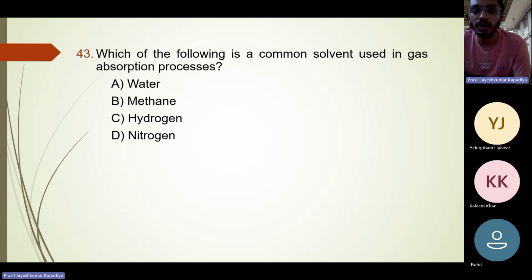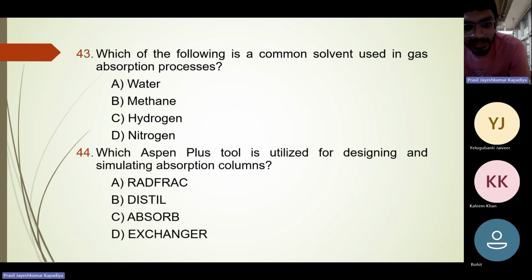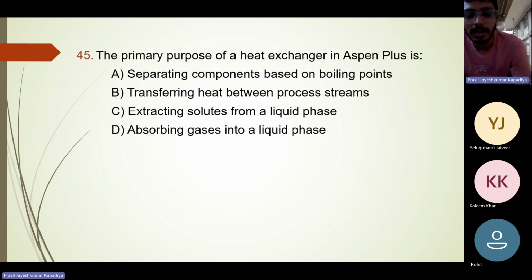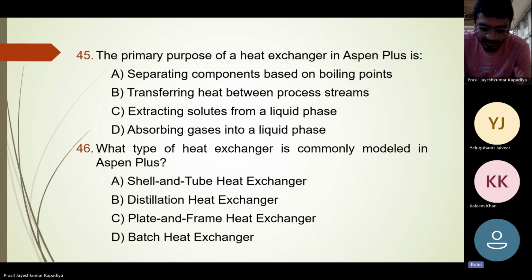Which of the following is a common solvent used in gas absorption? Water. Which Aspen Plus tool is utilized for designing and simulating absorption? Very easy. Absorb. The primary purpose of heat exchanger in Aspen Plus is also very easy. The name itself says heat exchanger, it exchanges heat. So it is transferring heat between two process streams. Then what type of heat exchanger is commonly modeled in Aspen Plus? We commonly model shell and tube.